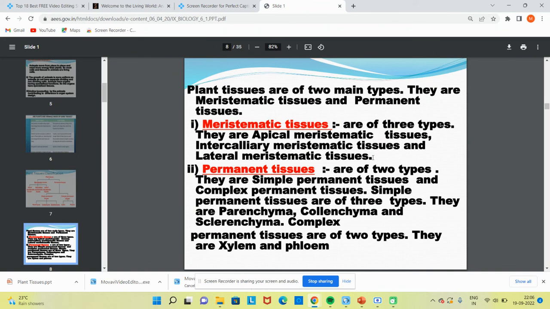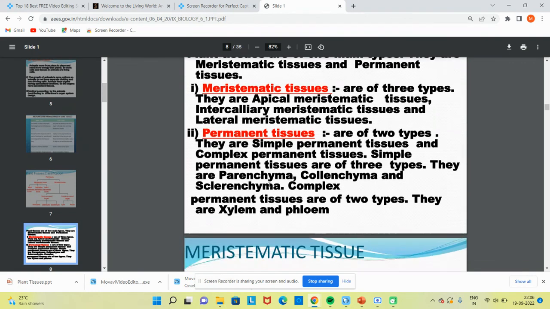Whereas the permanent tissues are of two types. Simple permanent tissues are made up of similar type of cells, whereas the complex permanent tissues are made up of more than one type of cells. The simple permanent tissues are parenchyma, collenchyma, and sclerenchyma. Complex permanent tissues are of two types: xylem and phloem.